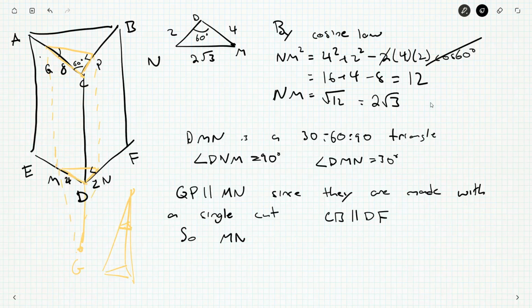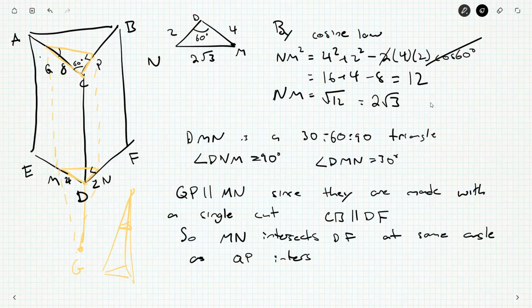So, MN intersects DF at the same angle as QP intersects CB. Is this true? If they intersect, yeah, they've got to intersect at the same angle, but it's not necessarily true that they could intersect, because maybe QP could be above CB. We know it's not in this instance, but just trying to nail down the 3-dimensional geometry. As I said, I'm not the best at the spatial reasoning questions. I could probably introduce some 3-dimensional vectors or stuff like that, but that's beyond high school level, so I try not to use any university knowledge on these contests.